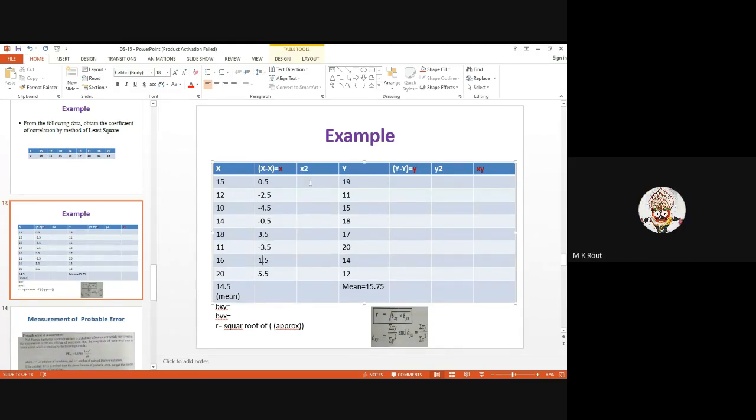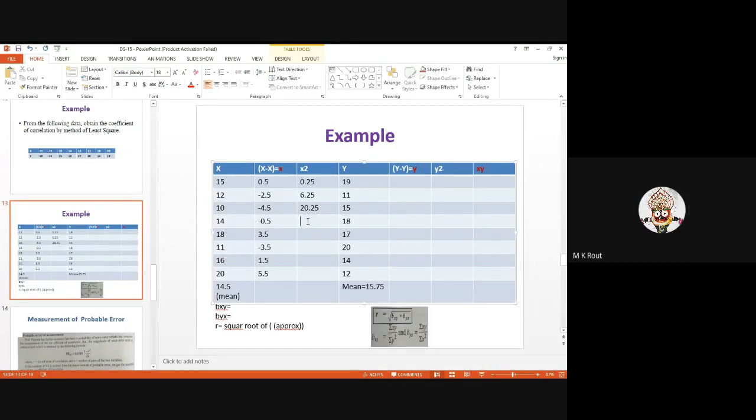So next, calculate the x square. What is the value here? 0.25. Okay. Moving to the next one. Minus 6.25? In a square, minus will not come. Sorry, 6.25. Okay. Next one, 20.25.